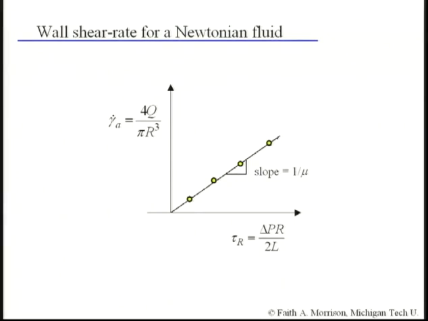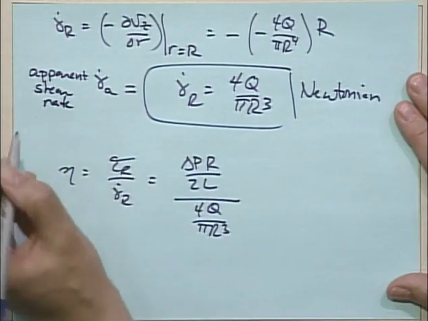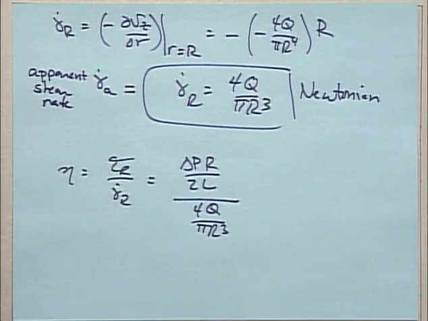This quantity, 4Q over pi R cubed, is defined as gamma dot apparent, the apparent shear rate, when it's not a Newtonian fluid. Okay, so 4Q over pi R cubed is the wall shear rate when it's a Newtonian fluid. When it's not a Newtonian fluid, it's a number that's going to figure in our answer, and so we give it a name.